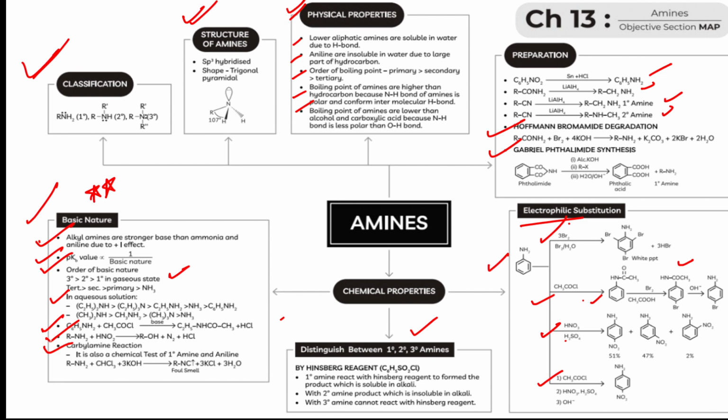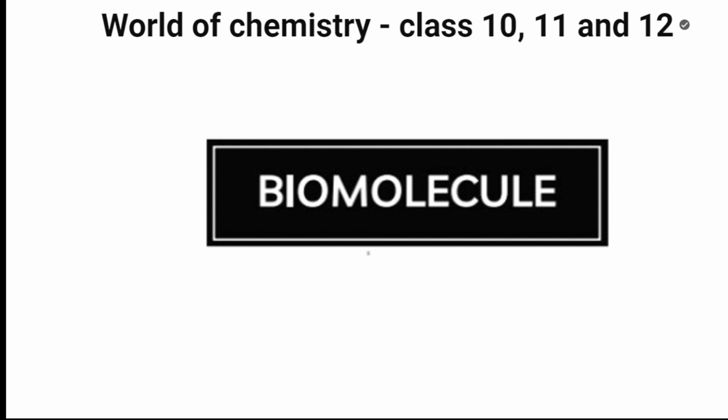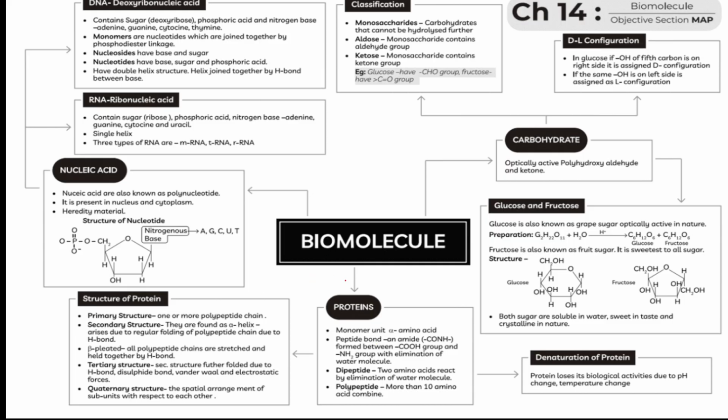After amines, next, biomolecules. Oh, yes. The biomolecules chapter is the easiest chapter. In biomolecules, what is important? Basically, first classification is important. It's chapter 14. Then D-L configuration is important. Gradually from there, carbohydrates means what? Definition. Gradually in that, preparation of glucose and fructose. What actually is the structure? Glucose and fructose structures are given.